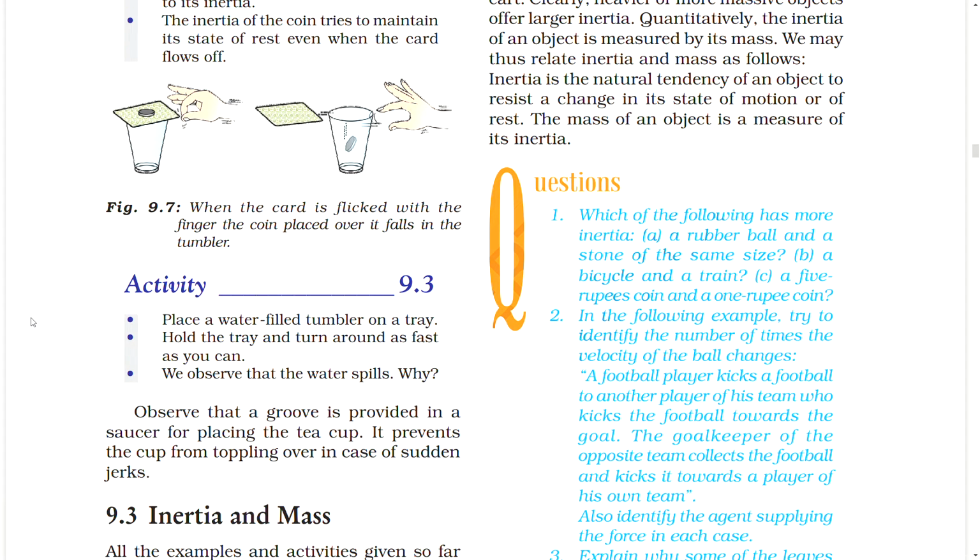Activity 9.3. Do this. Place a water-filled tumbler on a tray. Hold the tray and turn around as fast as you can. We observe that the water spills. Why? Observe that a groove is provided in a saucer for placing the teacup. It prevents the cup from toppling over in case of sudden jerks.